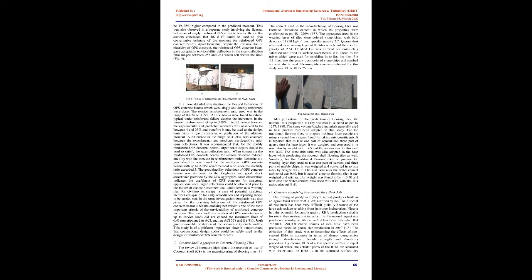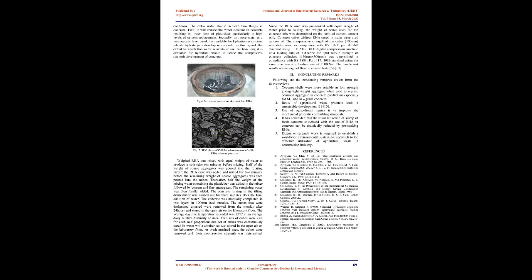Similarly, for the traditional flooring tiles, to prepare the wearing layer they used to take 1 part of cement and 3 parts of marble chips. It was weighed and converted into mix ratio by weight as 1:3.83 and here also the water cement ratio used was 0.40.